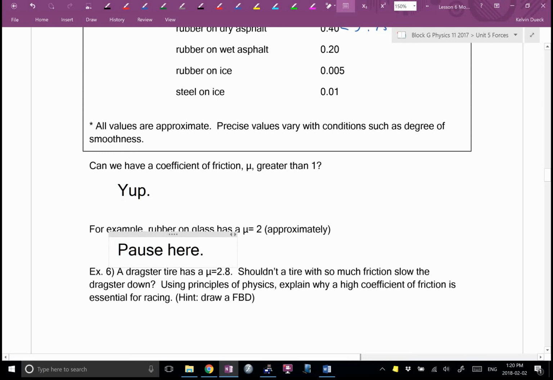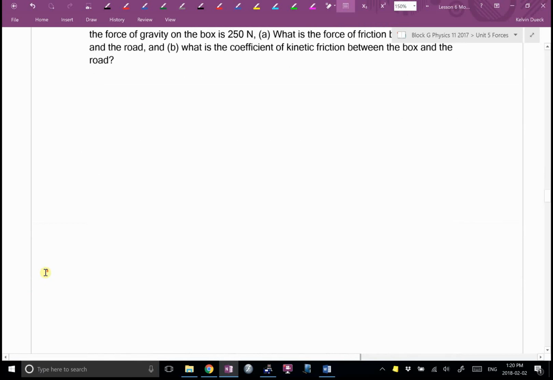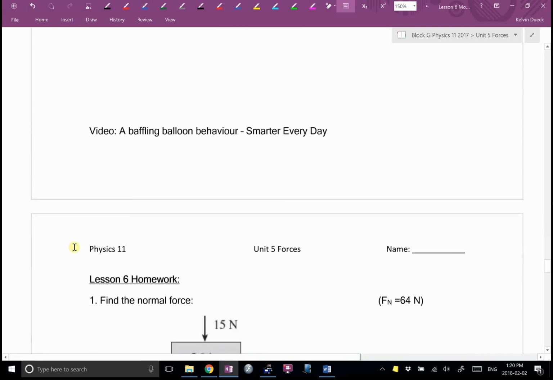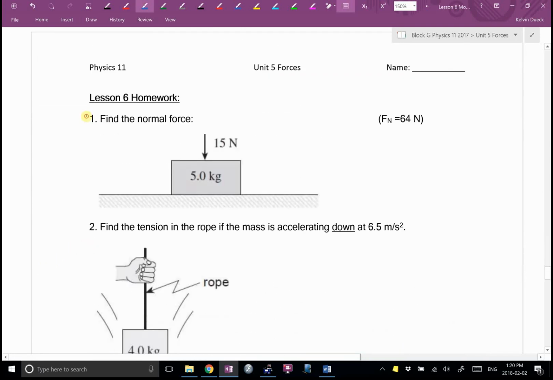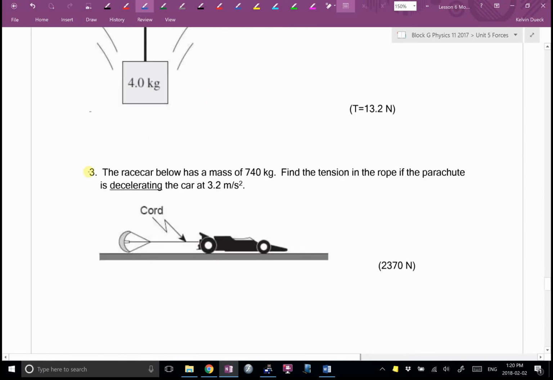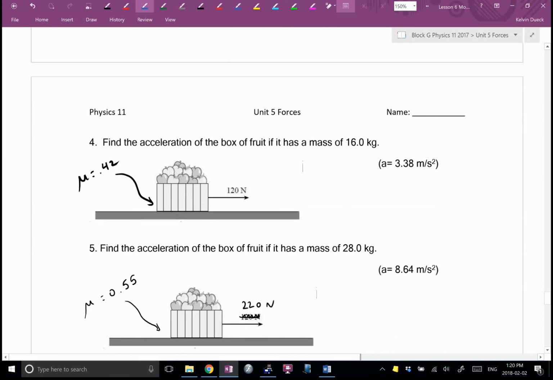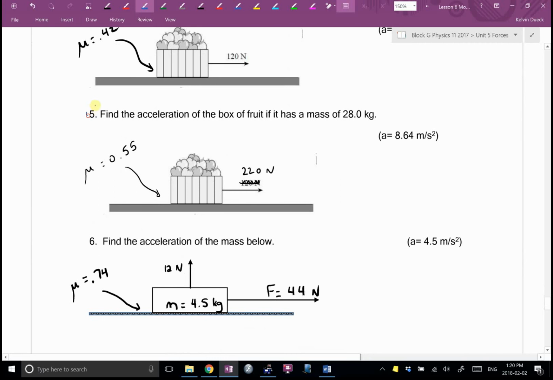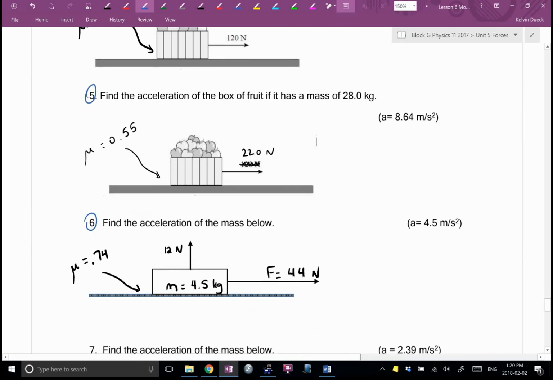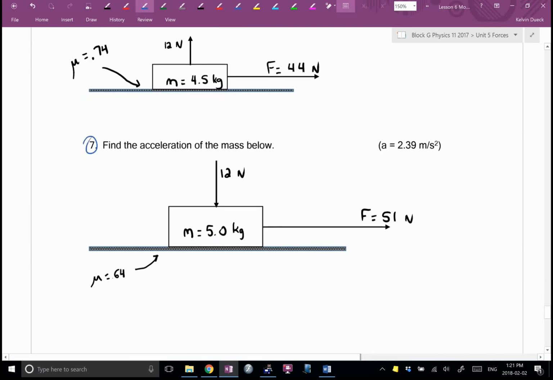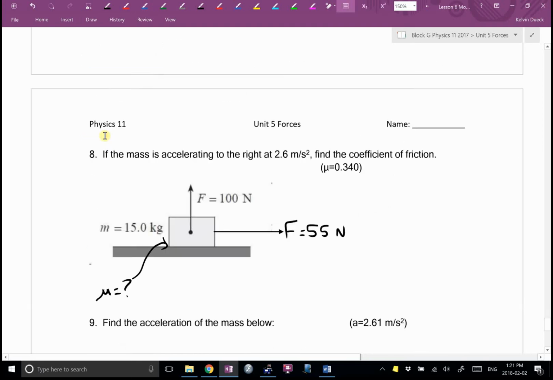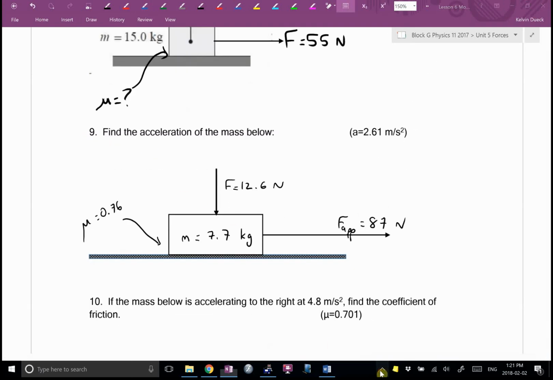Questions, don't hand this in, but if you want to get a head start on the homework, I'm going to add more. But these are questions that you should now be able to handle. Number 1, 2, 3, 4, 5, 6, 7. I'll finish the lesson off. I'll be giving you some more next class, but I've got a video to show you.